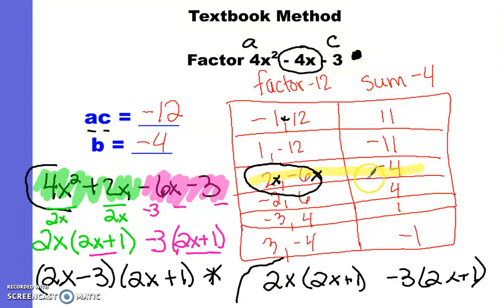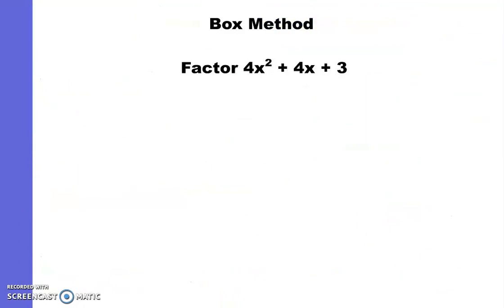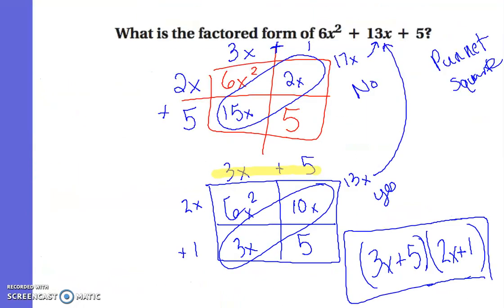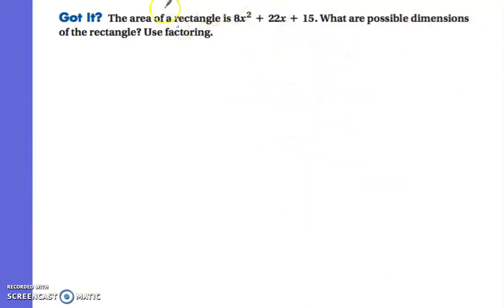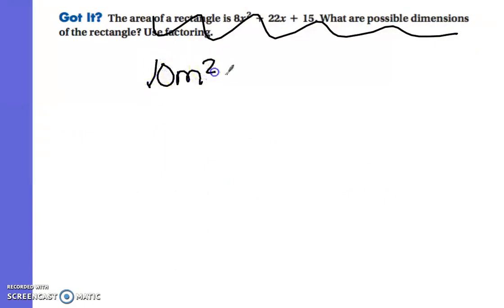Okay, I'm going to do one more, not using the box method. I'm going to use this page. So we're going to do 10m squared plus 5m minus 105.